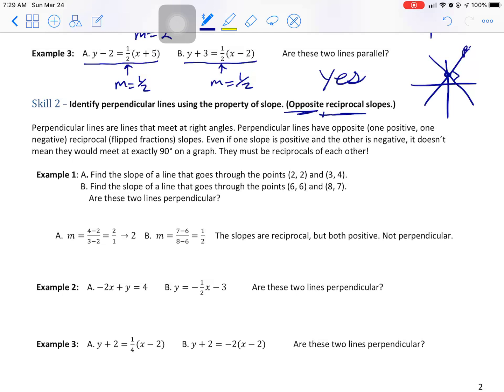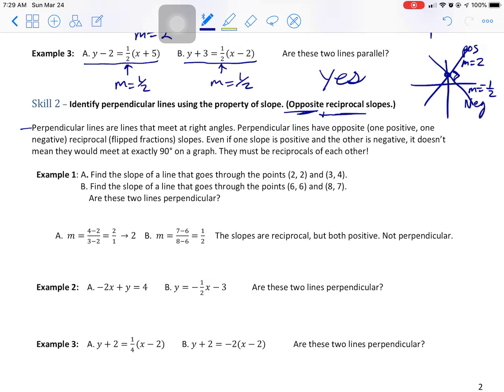This is a positive slope. This is a negative slope. So they have to cross each other. And then reciprocal: to get exactly that 90-degree angle, they have to be slanted exactly opposite. So if this one's a positive 2, then this one must be a negative 1/2. Opposite and reciprocal. Okay. All right.